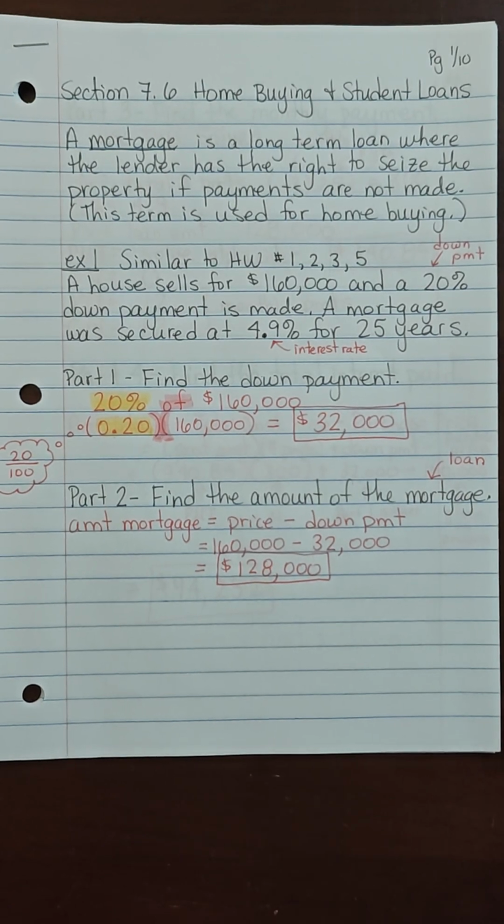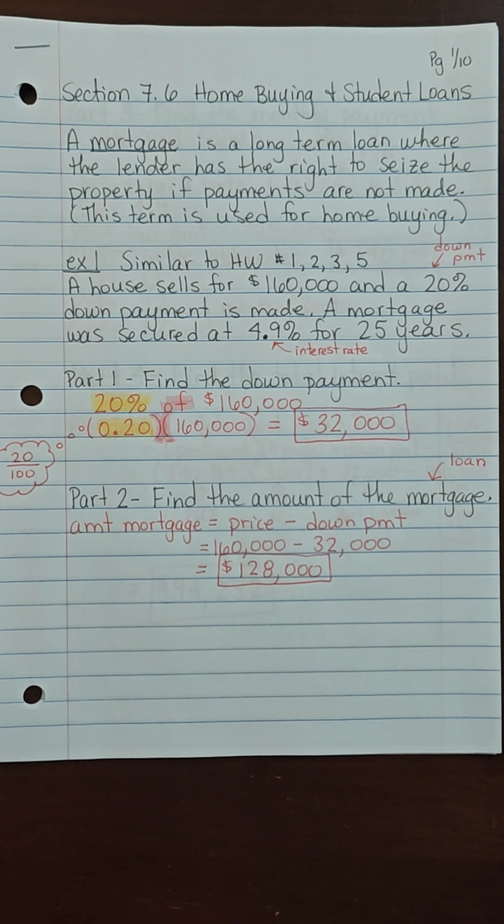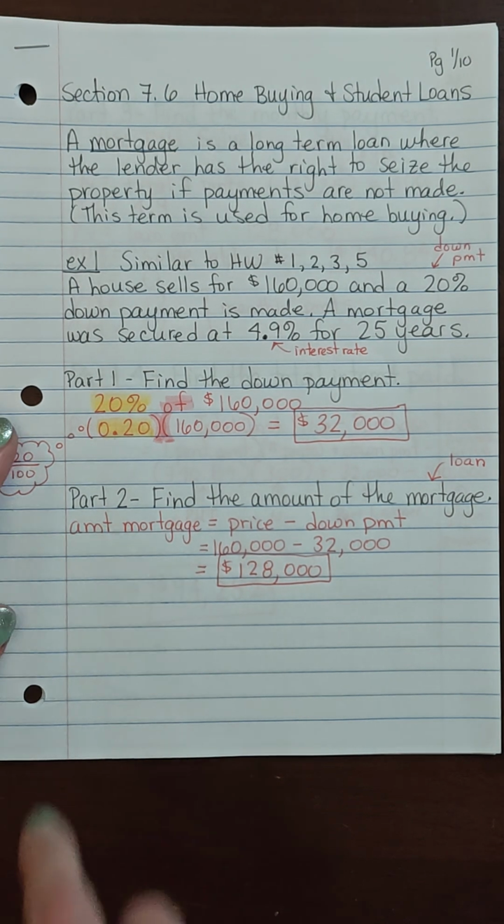All right, this is section 7.6, and this is going to be the end of chapter 7. This is a long section, I'm not going to lie to you, because this one has things about buying a house and student loans in one section, and these could easily be two sections here. All right, so let's just dive right into it.